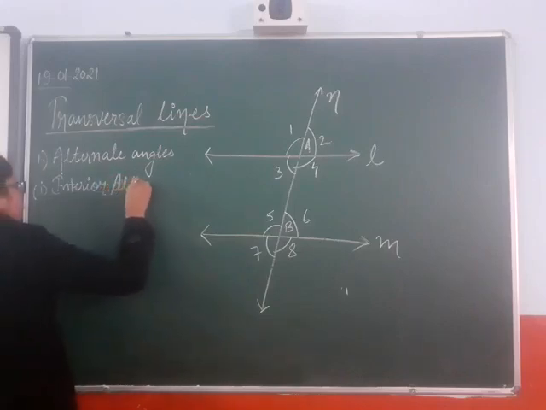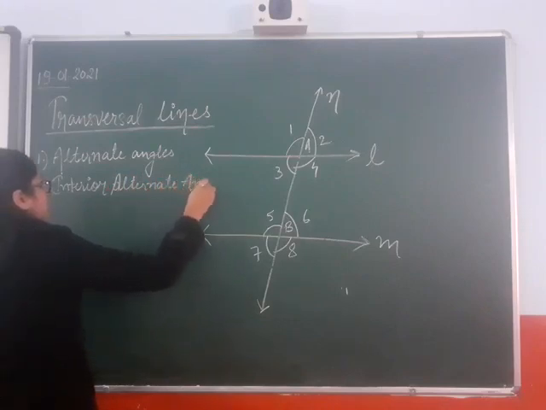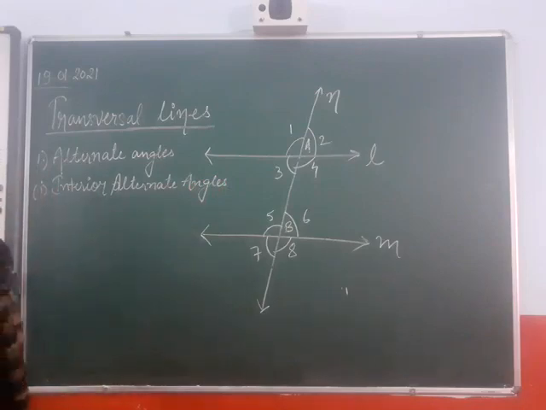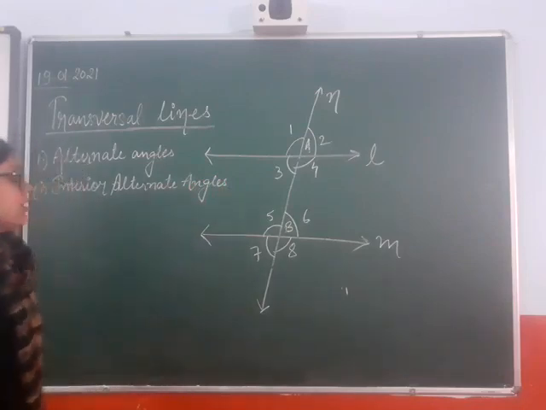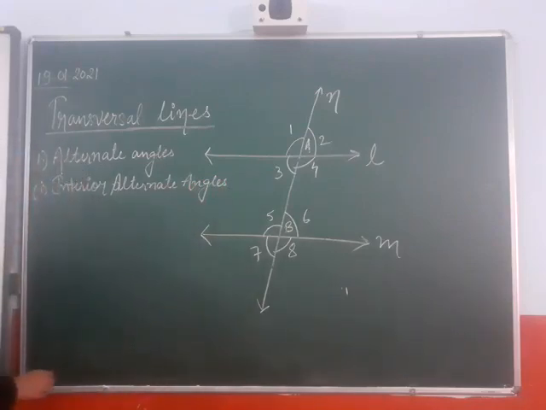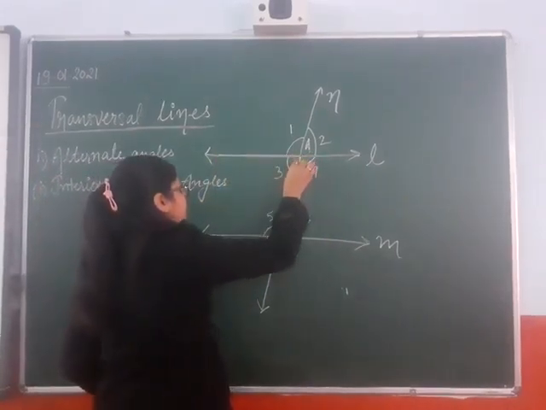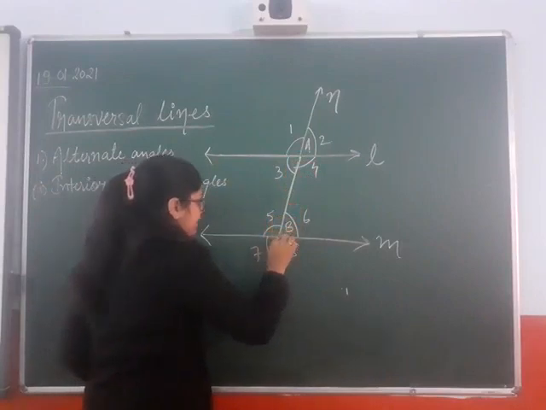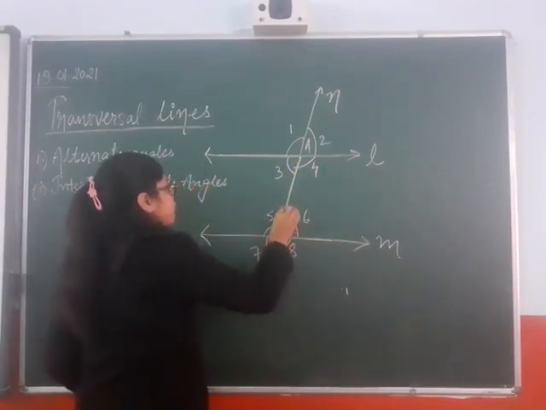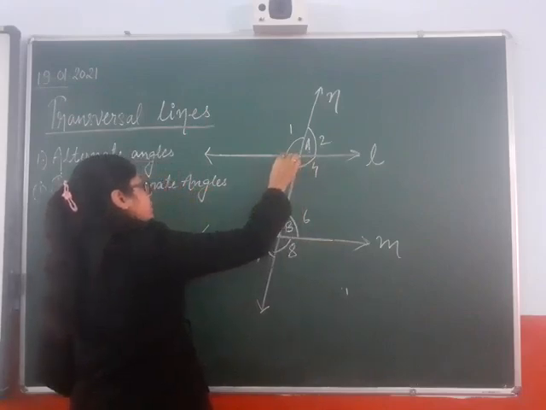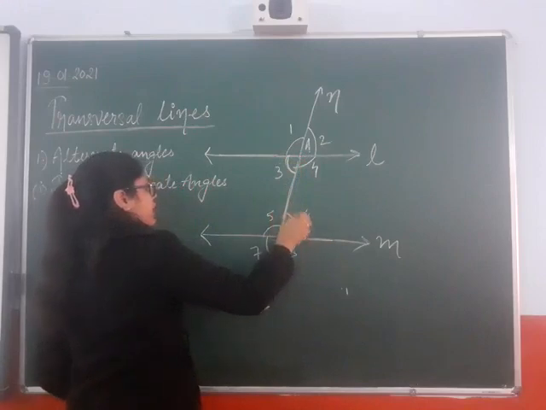Interior alternate angles. Okay. What do you mean by interior alternate angles? So we will get here a pair of interior alternate angles. So you will see here, wherever a Z is forming, this is the Z forming, isn't it? Please concentrate here. This is a Z forming now. In the Z forming, the angles coming inside of the Z are 3 and 6.